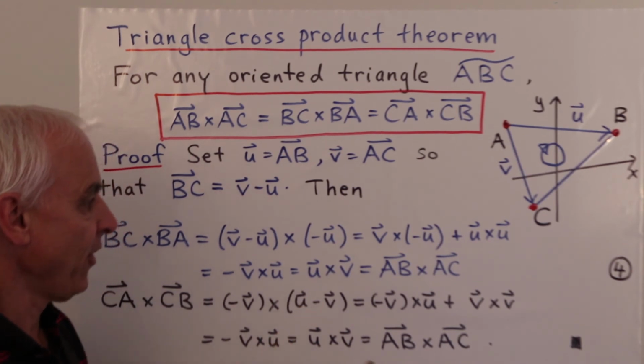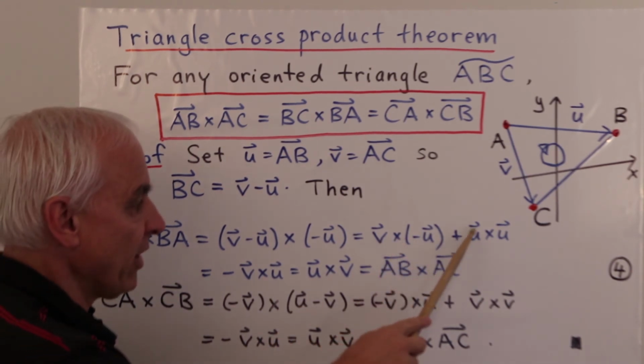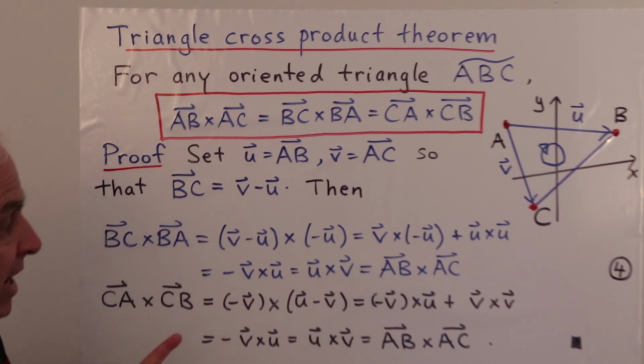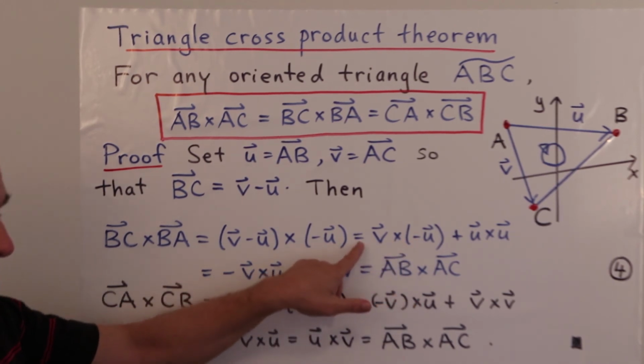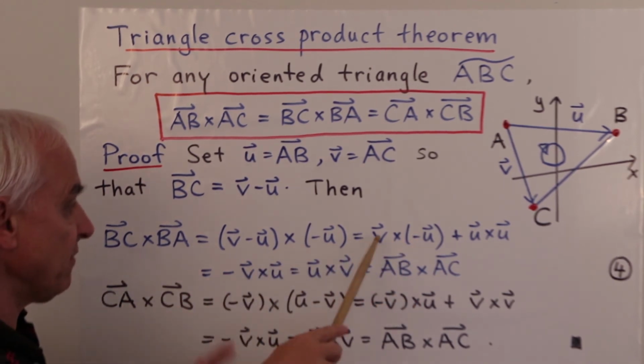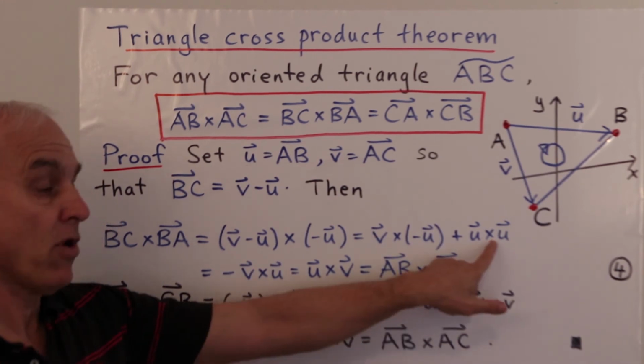All right. So we get V cross minus U plus U cross U. But this minus sign can come out front by the linear property. So we get minus V cross U. And the U cross U is 0.